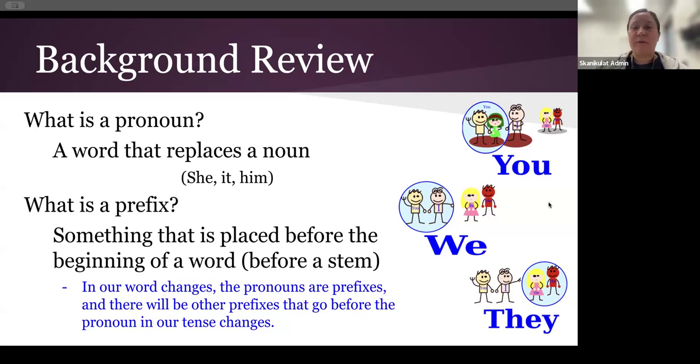A pronoun is a word that replaces a noun. It is she, it, him, them, we, they, us, me, you. Those are words that replace a noun, a pronoun. And remember, a noun is a person, place, or a thing. And so these pronouns can be persons or people. And so that is what pronouns are.